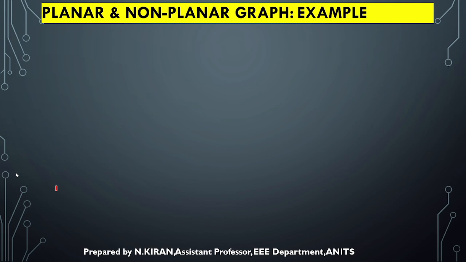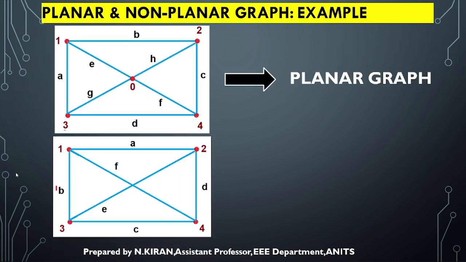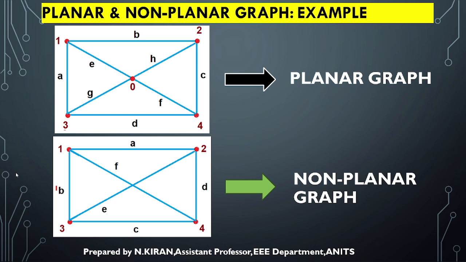The next example is planar and non-planar graphs. You can see the basic difference. In the first example, I have 5 nodes: 0, 1, 2, 3 and 4. Apart from these 5 nodes, no two branches are meeting at a common point. So we call it a planar graph. A planar graph is a graph where no two branches meet at a common point other than a node.